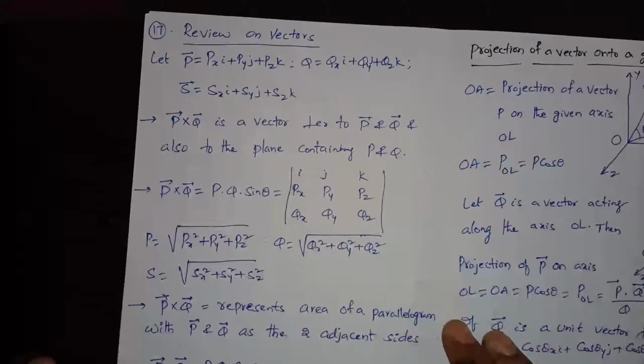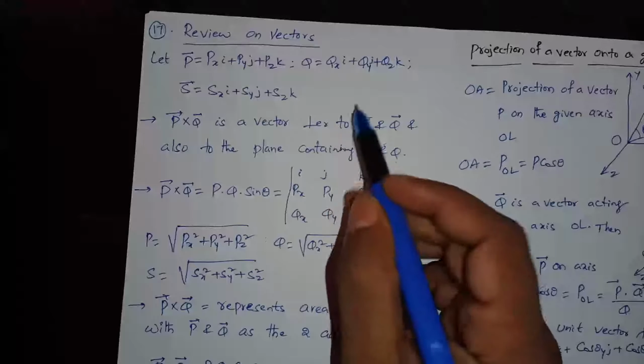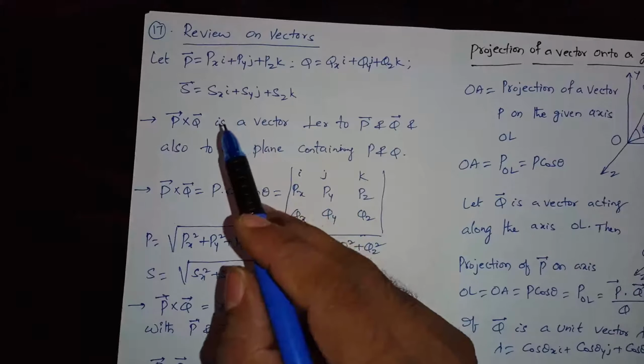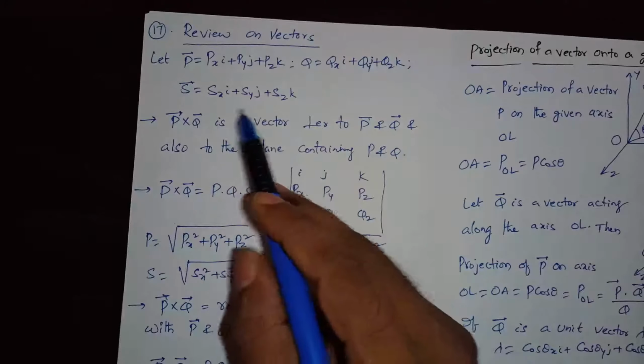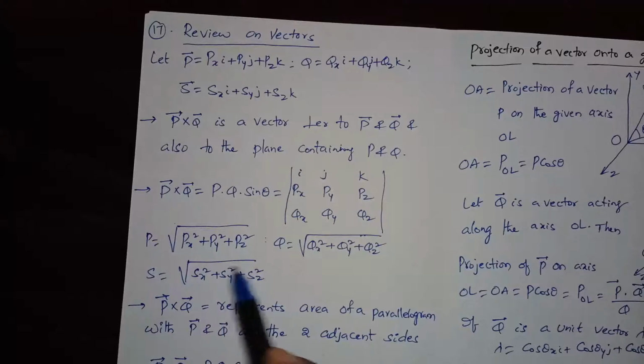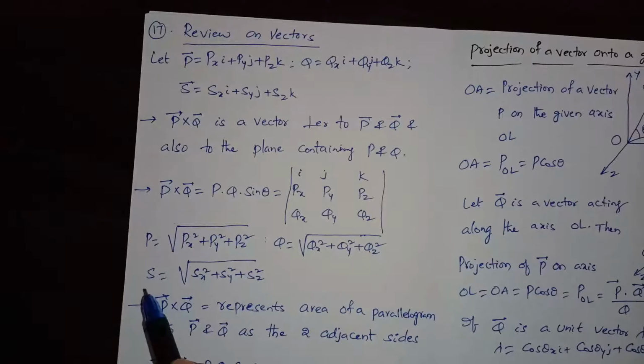So here consider three vectors p bar, q bar, s bar, and their components are like p bar equal to px i cap plus py j cap plus pz k cap. Similarly q bar equal to qx i cap, qy j cap, qz k cap. S bar equal to sx i cap, sy j cap, sz k cap, such that the magnitude p is equal to under root px square plus py square plus pz square. Similarly q is equal to under root qx square plus qy square plus qz square, and s also.